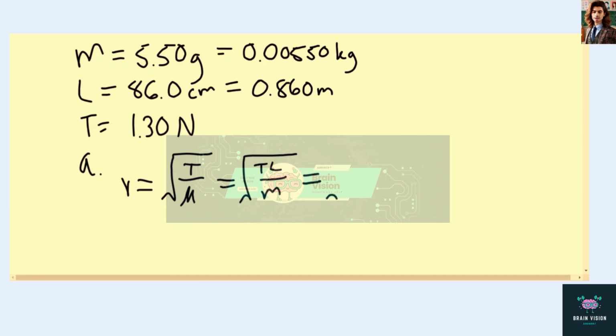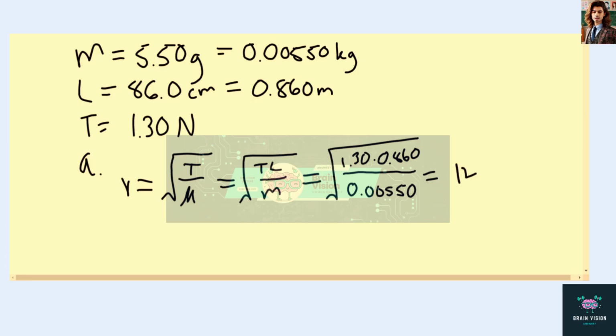So we just go ahead and plug in everything. Our calculation is the square root of 1.30 times 0.860 divided by 0.00550. And if you calculate that out, you should get the speed of the waves is 14.3 meters per second. So that's our answer for part A.